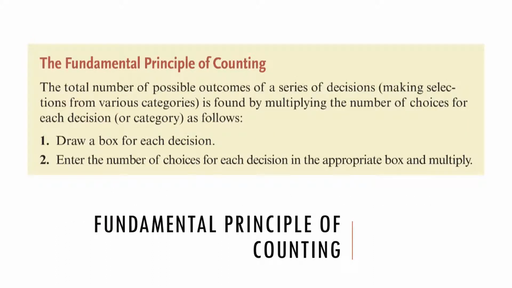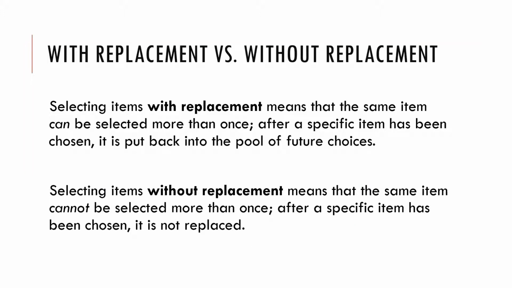Here's the formal definition. It says the fundamental principle. So let's talk about what it means to select items with replacement. When you select items with replacement, that means that that same item can be selected more than once. So for example, after a specific item has been chosen, it's put back into the pool of future choices.